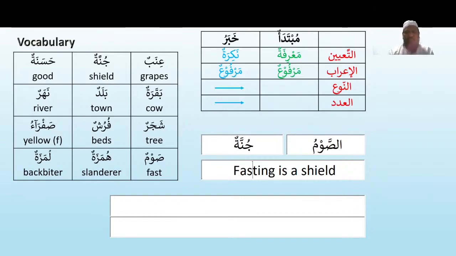Sometimes we have to bring a khabar that will not match in gender because we have no choice. We have to bring it as it is. Another example from the hadith: ad-dunya sijnun. So dunya is mu'annas and sijnun, prison, is mudhakkar. So the mubtada dunya is mu'annas and sijnun is mudhakkar. Sijnun is a name of a thing, prison. It doesn't have mudhakkar or mu'annas. So you have to bring sijnun, the khabar, as it is. Okay. So as-sawmu junnatun, fasting is a shield.